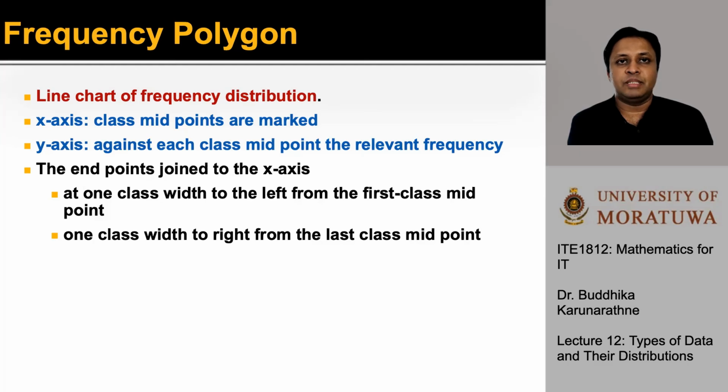So how do you determine the endpoints? They are joined to the x-axis, so you have two sides. One class width to the left from the first class midpoint, so that is the starting point. And one class width to the right from the last class midpoint. So that's how you end the frequency polygon.